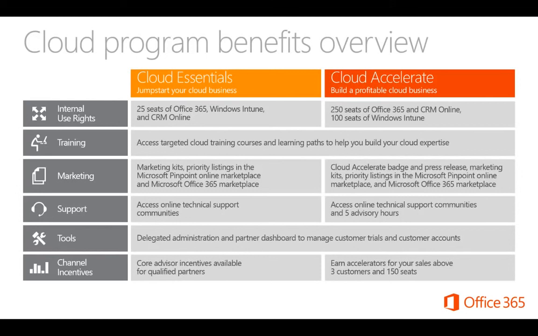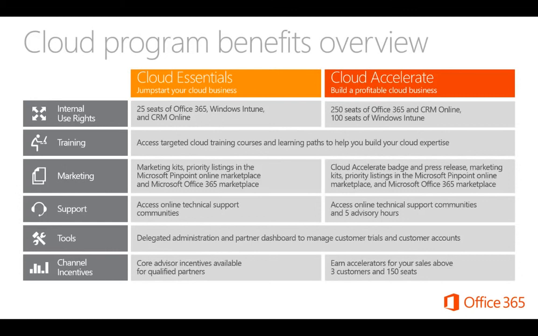As a Cloud Essentials partner, you get some marketing kits. You get listed in the Pinpoint Online marketplace, so customers can find a partner within their area who can help them with a deployment. You get priority listing in the Pinpoint marketplace if you're a Cloud Accelerate partner, and a special badge and a press release. There are free online technical communities that are specifically designed for partners, also available on the partner portal. If you're a Cloud Accelerate partner, you get 5 advisory hours with the partner technical consultant team.